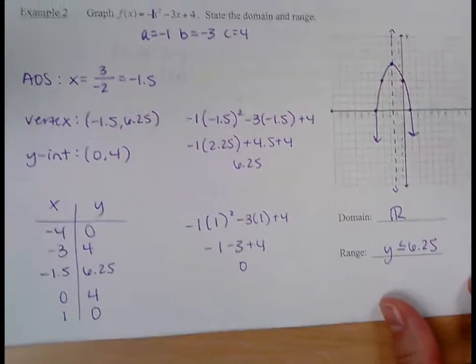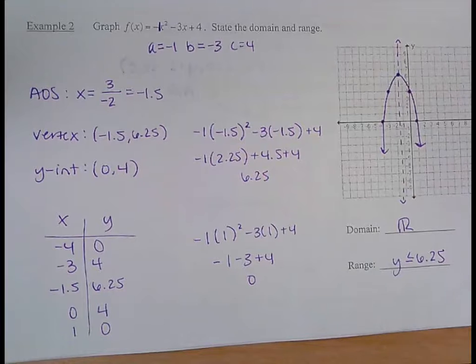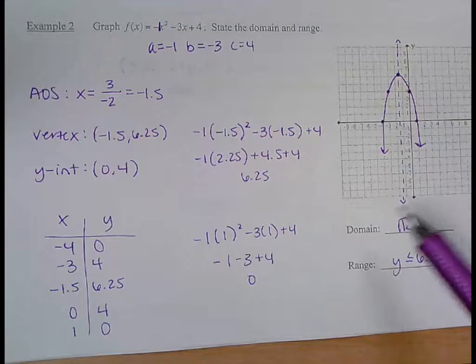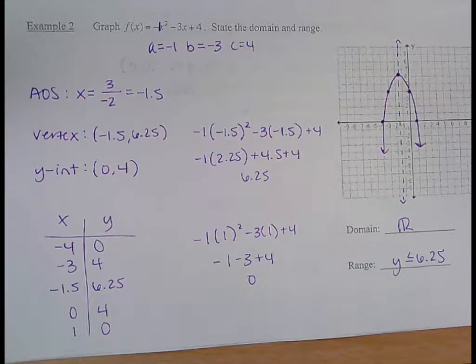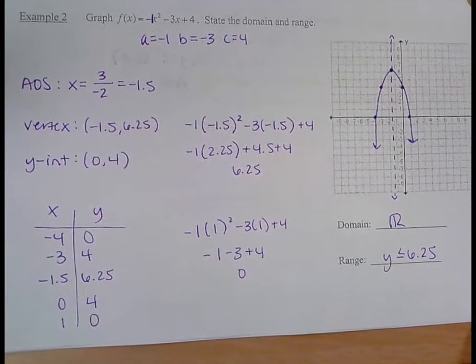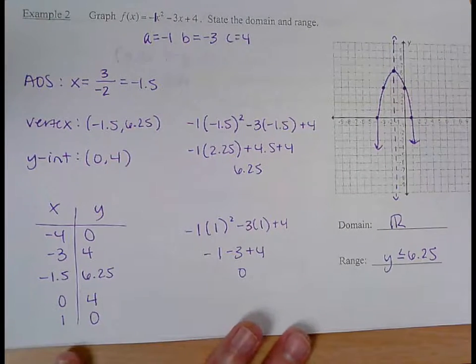So are there any questions on this example? I know some of you are still finishing up. Any questions I didn't get to answer as I walked around? And check that you have the right range. The domain's always all real numbers, but check the range: y is less than or equal to 6.25. Okay, so if you still have questions with any time remaining today, make sure you let me know.